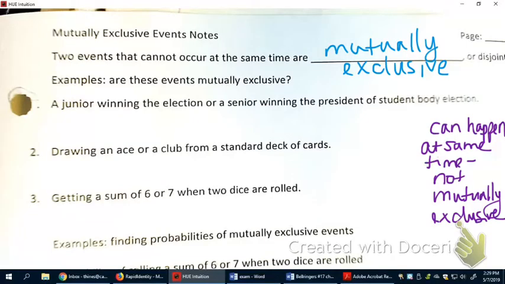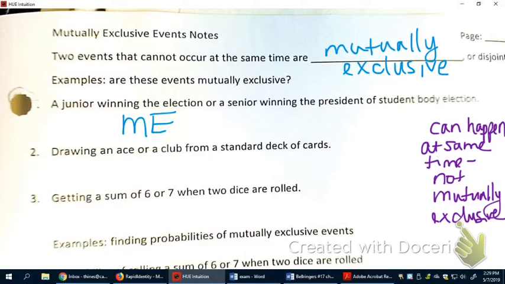A junior winning the election or a senior winning the president of student body election. Let's just say the two elections it's talking about is the student body election. Can the junior win and the senior win at the same time? No. Can't happen. So mutually exclusive or not? Yeah, it is mutually exclusive. I'm going to abbreviate that with a ME. Oh, wait, Addie, I just answered it for you.